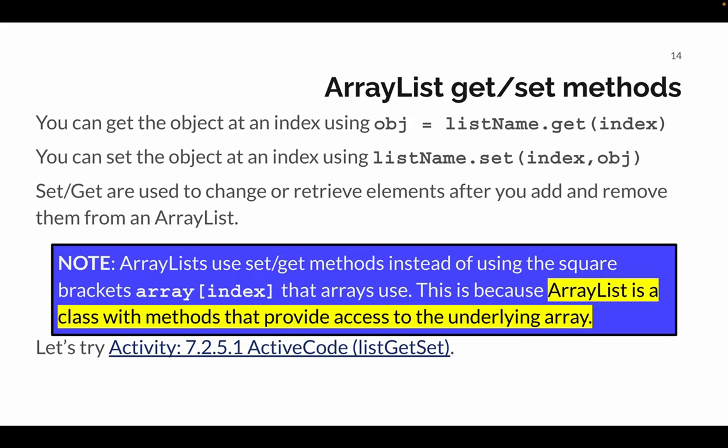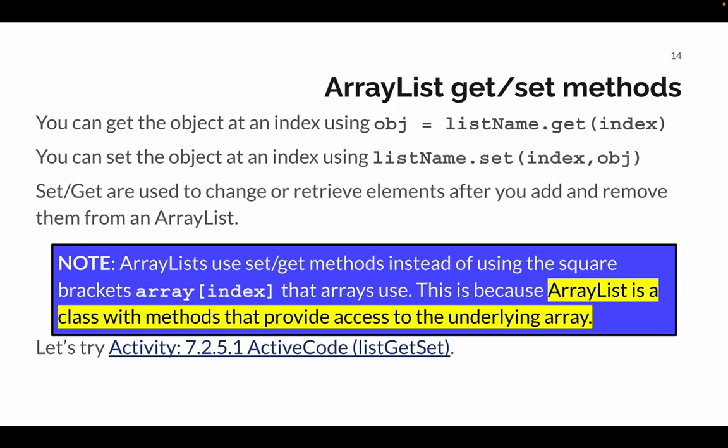You can get the object at the index using object equals and then whatever your list name happens to be .get, and then whatever index location you want. You can set the object at the index using the list name .set. So you can get and you can set. Again, we index and then whatever object you're going to set in there. The get and set are used to change and retrieve elements after you add and remove them from an array list.